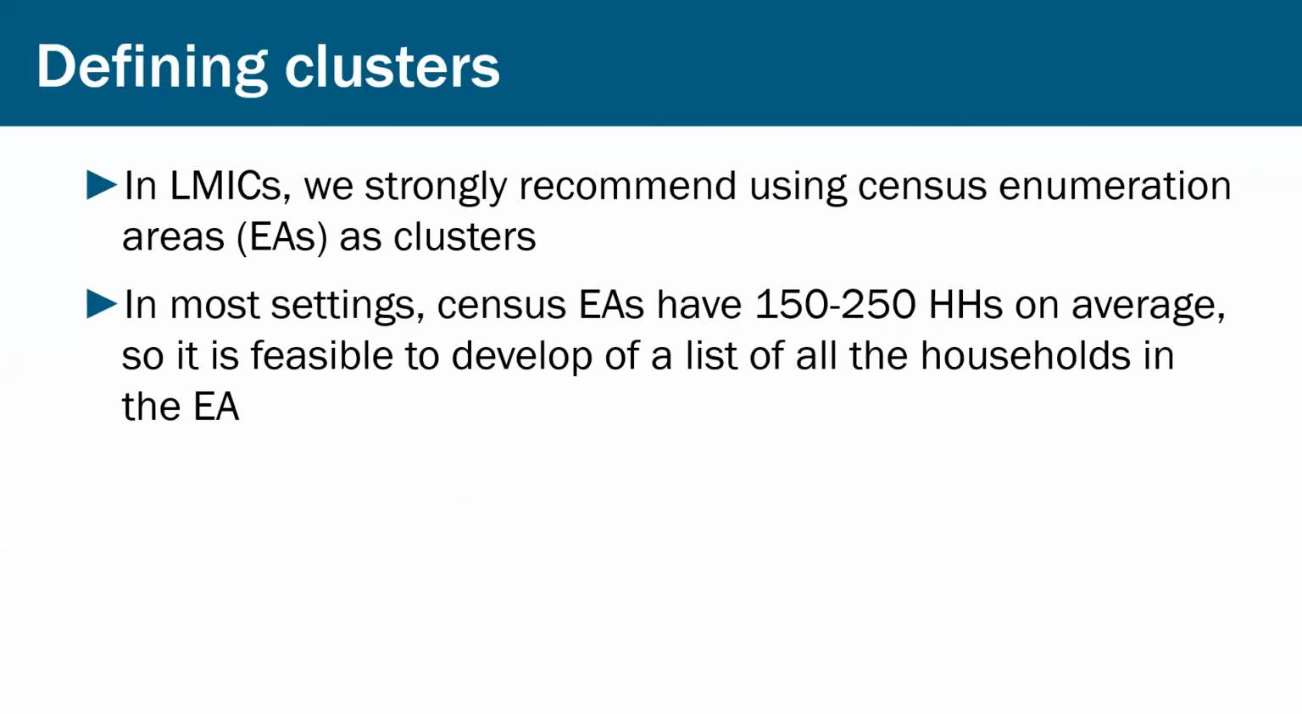In low and middle income country settings, when you're doing a household survey, we really recommend using census enumeration areas as clusters. So those are also known as EAs. When countries do their decennial censuses, they essentially carve up the country into these enumeration areas that have, on the order of maybe between 100 and 250 households each. So they're small enough that it is possible to enumerate all of the households in those clusters, and they are of approximately similar size relative to villages, which can vary really widely in size. And the EAs also have very clear boundaries.